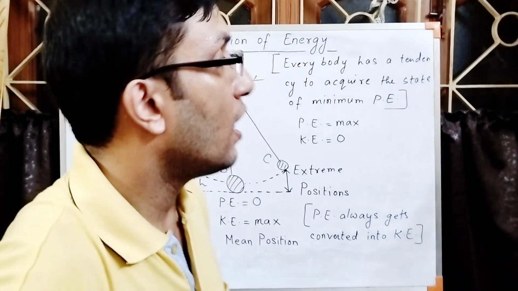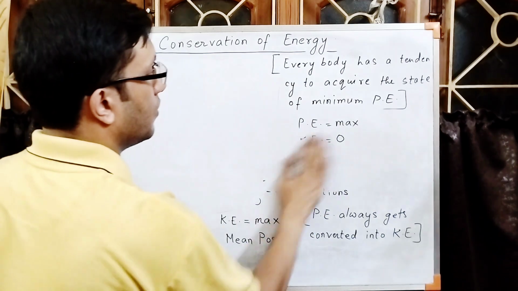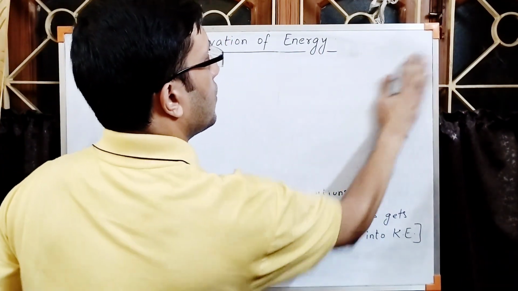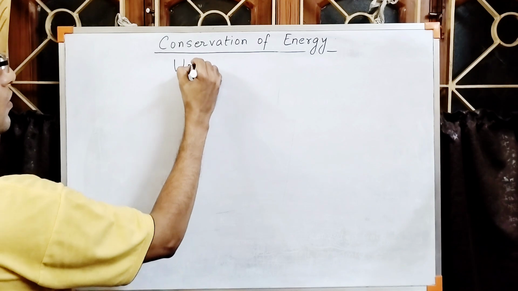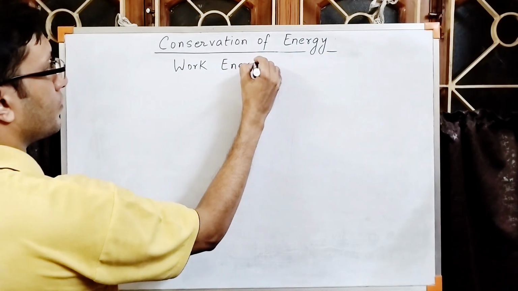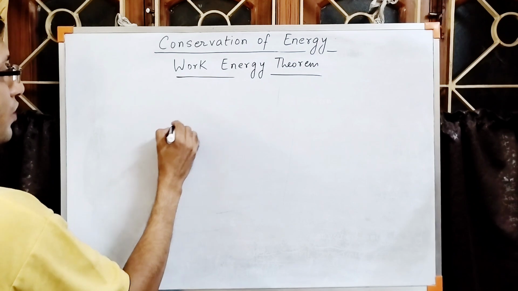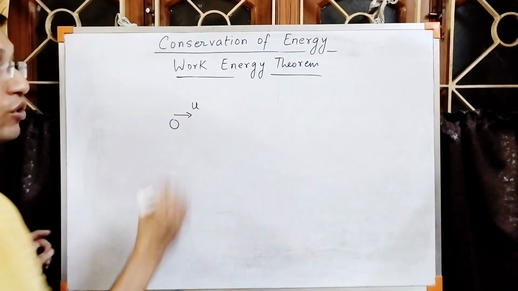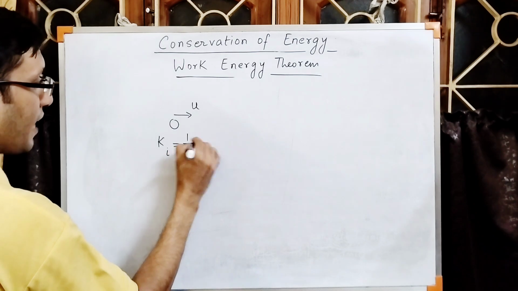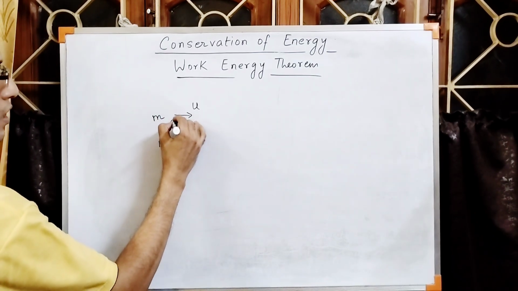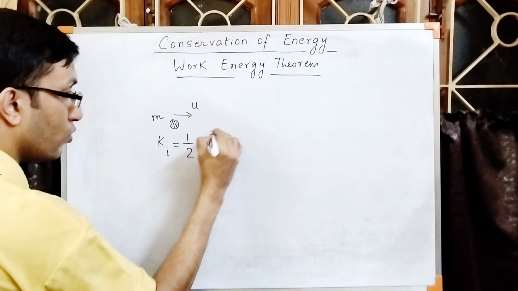Okay? Now, the last topic for today, that is work energy theorem. Suppose here we have kept a body which is moving with initial velocity u. This body is moving in this direction with initial velocity u. So, initial kinetic energy of the body is, and the mass of this body is m. Okay, this body of mass m is moving with initial velocity u in this direction. So, initial kinetic energy is half mu square.